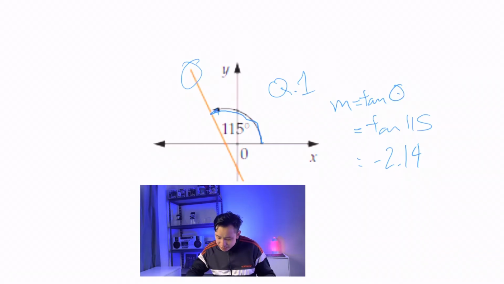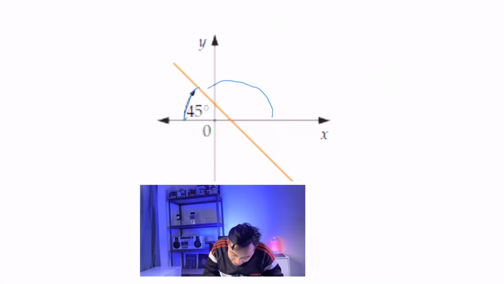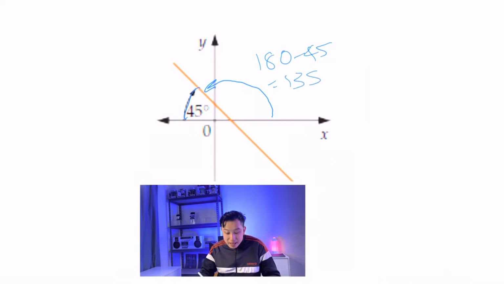Let's do another sketch. Another sketch is when they give you an angle that does not start from the x-axis. So they gave you 45 here. If they give you 45 that is not starting from quadrant 1, all you have to do is find this angle that makes it 180. So obviously 180 minus 45 is your 135. And there you go. You can start finding your gradient.